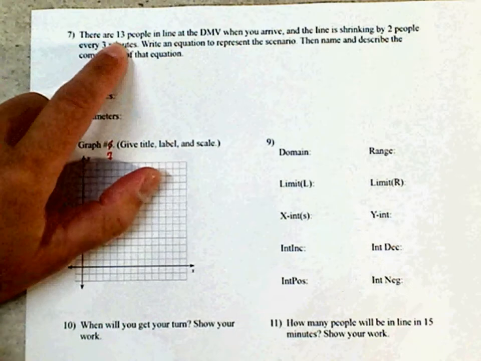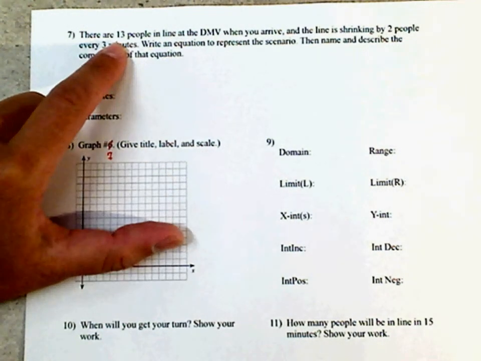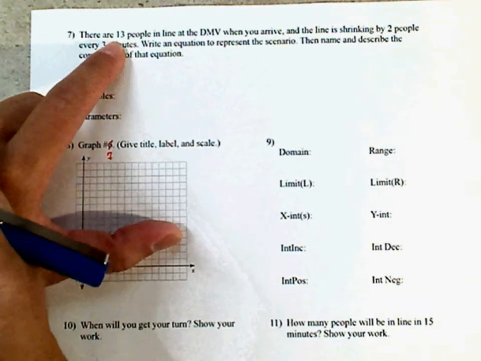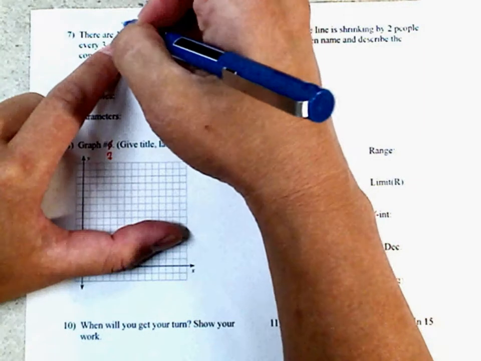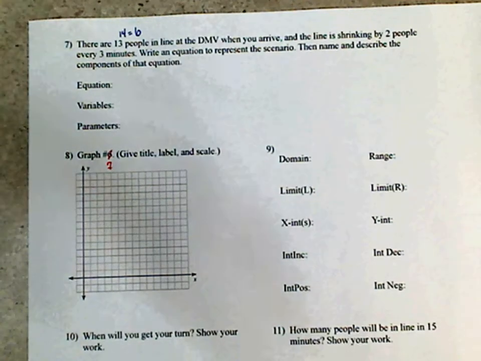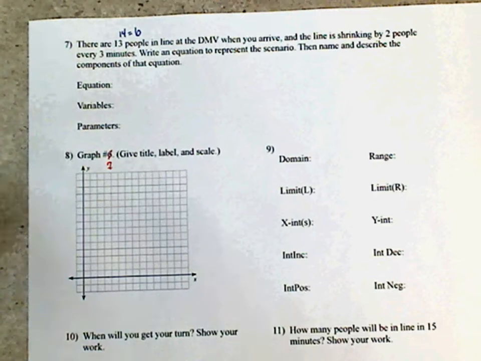There are 13 people in line at the DMV when you arrive, and the line is shrinking by 2 people. So if there are 13 people in line when you show up, you have one more, so this is actually 14. So the total number of people that are in line will be 14. If you did 13, that's fine, but you've got to take that into account later on, okay?